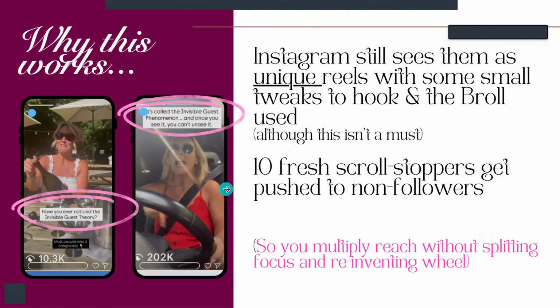Okay. But this is working because basically it's the loophole that Instagram hasn't seen. Because in theory, we are talking about different things. We've just worded it slightly different. So it's fresh. It's still going to stop the scroll and it's still going to get pushed to non-followers. Okay. So basically, what you're doing is you're still being able to multiply your reach without reinventing the wheel and without watering down and splitting your focus. We're still just focused on this one message.